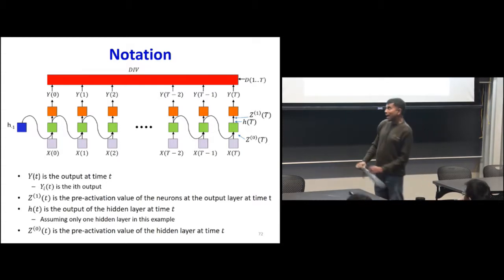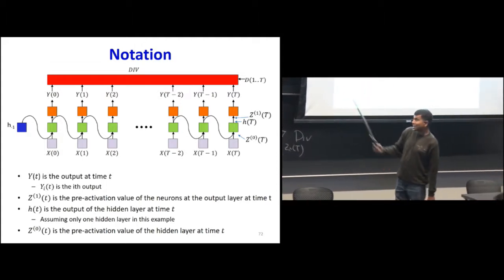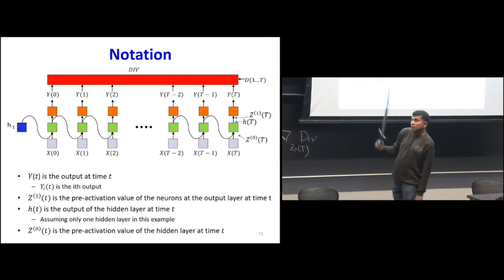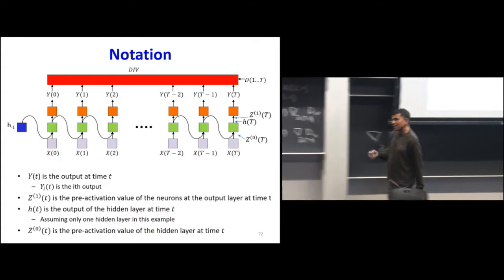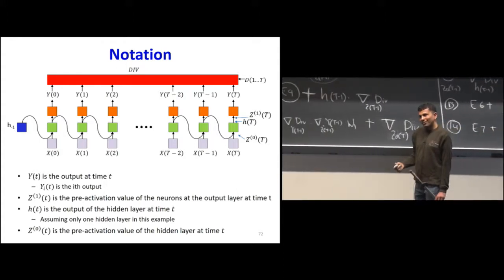And I can work my way backwards like so. Eventually, I can actually compute a derivative. Let's say I have the derivative of the divergence with respect to z0 of 0. What is the derivative of the divergence with respect to h of minus 1 going to be?